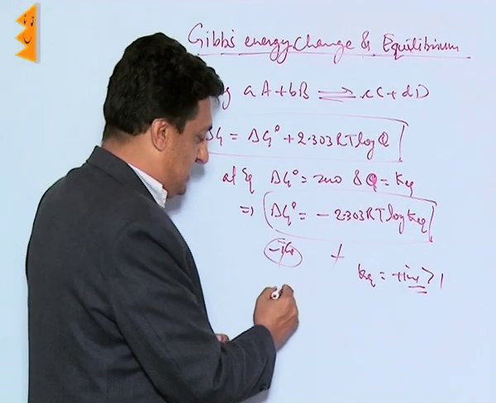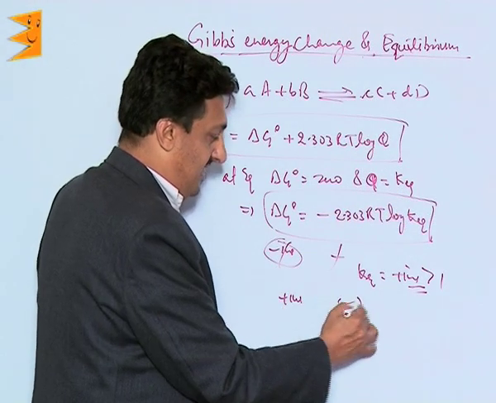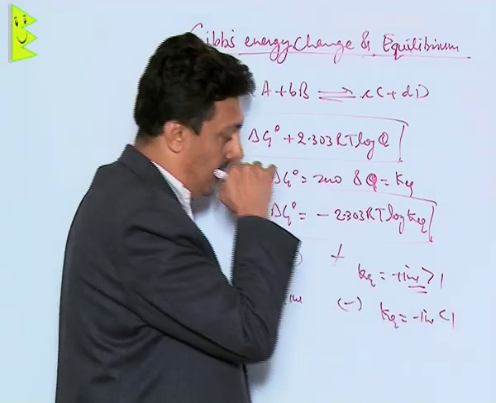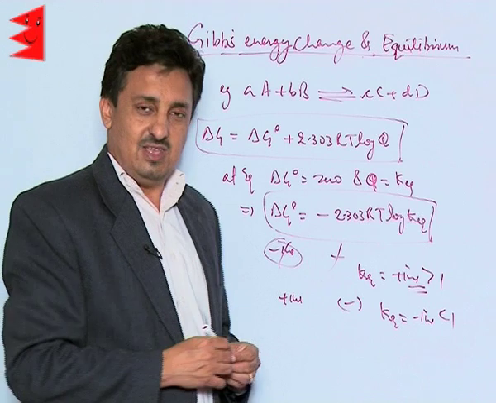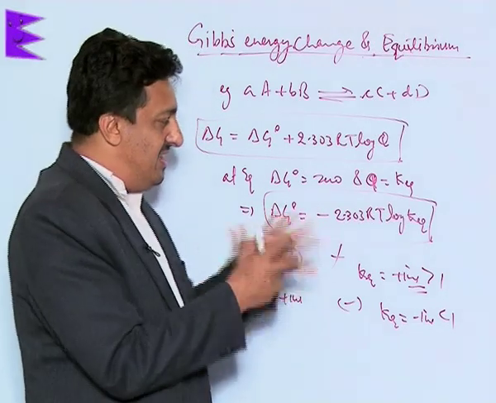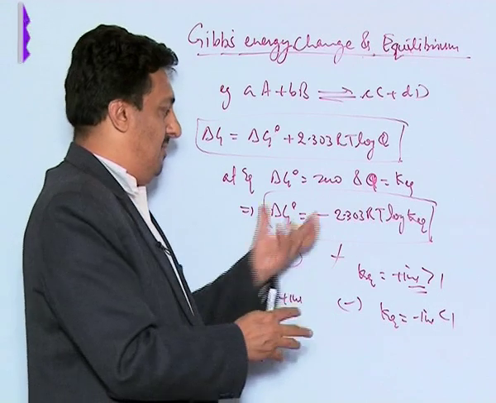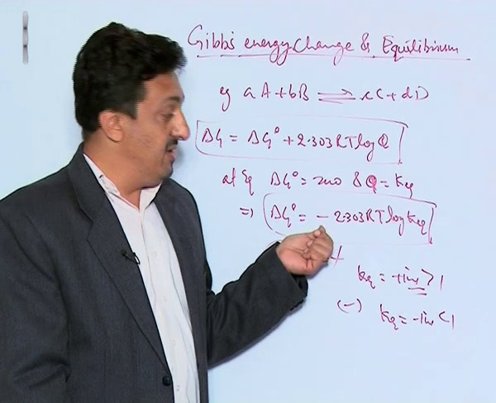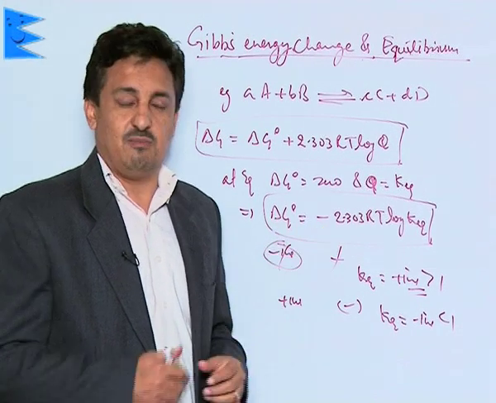But if delta G naught is positive, the log K equilibrium will be negative, so K will be less than 1. It means the equilibrium constant is towards the reactant side, that means such reactions are not proceeding. So we can easily relate equilibrium and thermodynamics from this formula, and this gives us a clear-cut idea that from here we can find out the direction and the extent of completion of reaction.